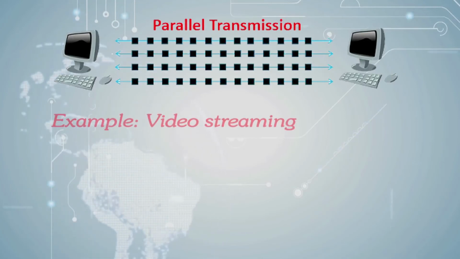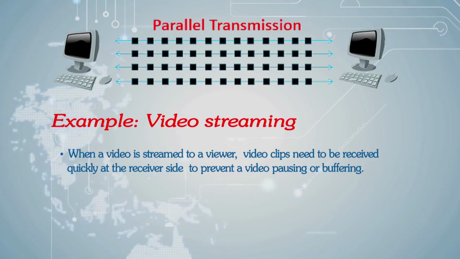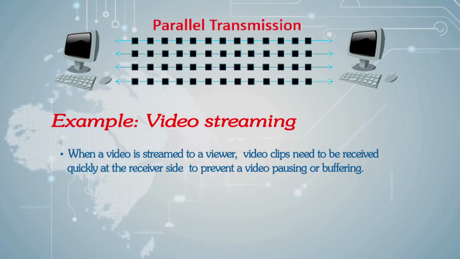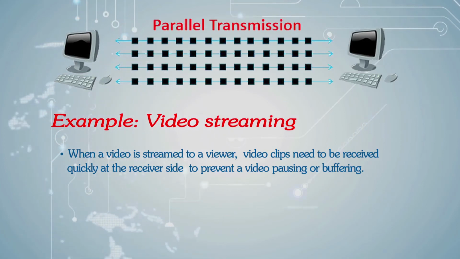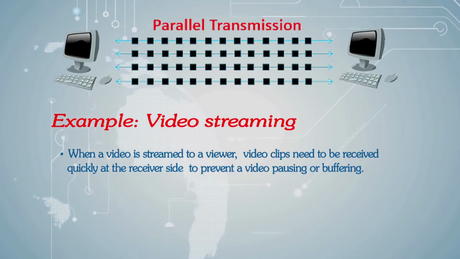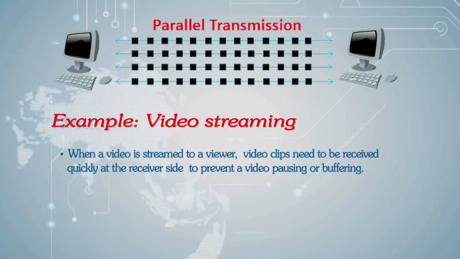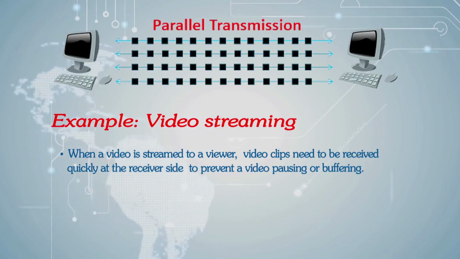Take the example of a video. When video is transmitted to a viewer, video clips need to be received very quickly at the receiver side to prevent video pausing or buffering. This is called jitter. The term jitter we used in the previous slide: variation of data delivery at the receiver side is called jitter. It means some packets reach on time, some packets don't, and when you watch a movie and there is jitter, you will have this kind of problem.